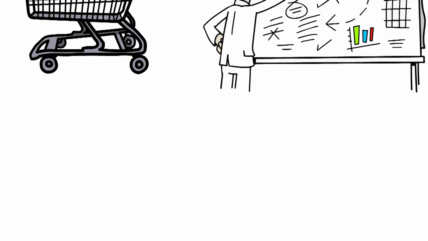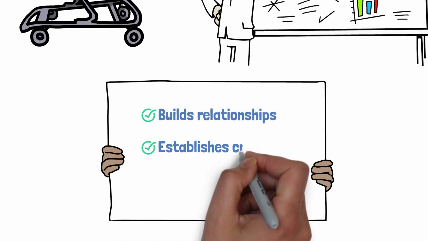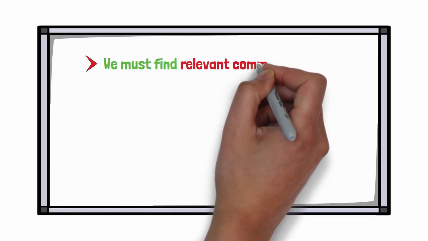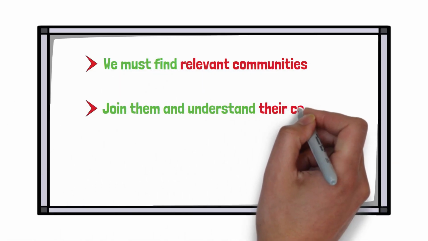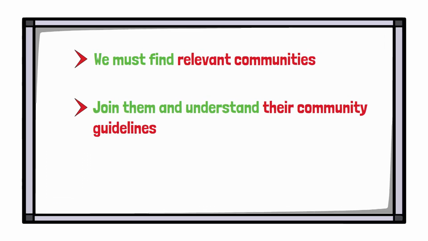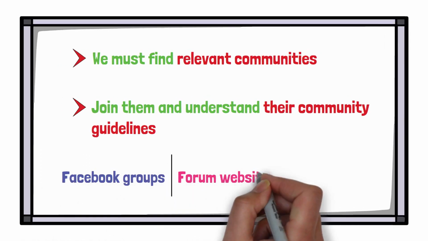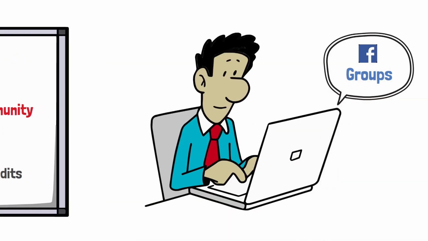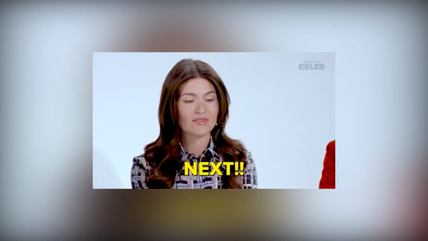To get sales, we must take a strategic approach that builds relationships, establishes credibility, and provides value. First, we must find relevant communities, join them, and understand their community guidelines. I'm talking about Facebook groups, forum websites, subreddits, etc. Since I was already a part of several Facebook groups and online forums that were relevant to my niche, this part was done already. Next!